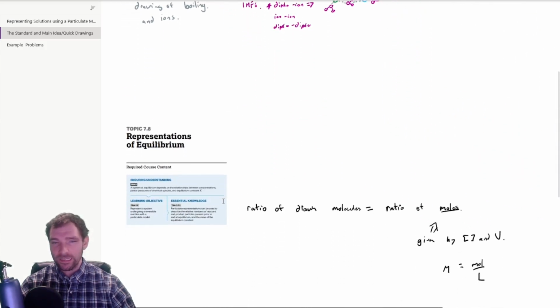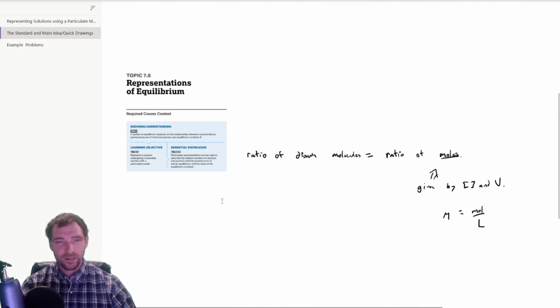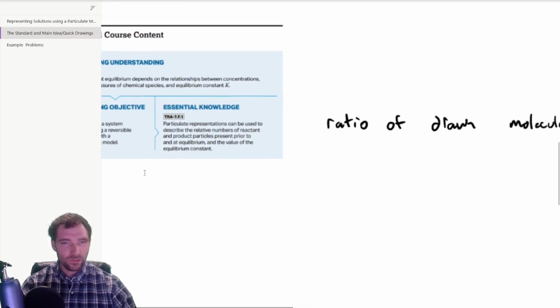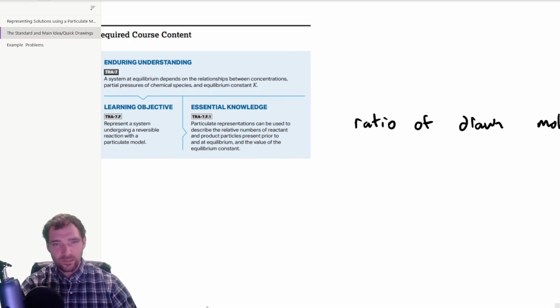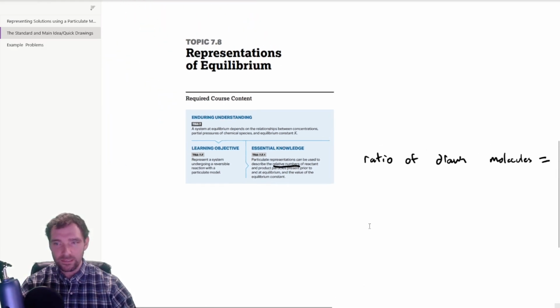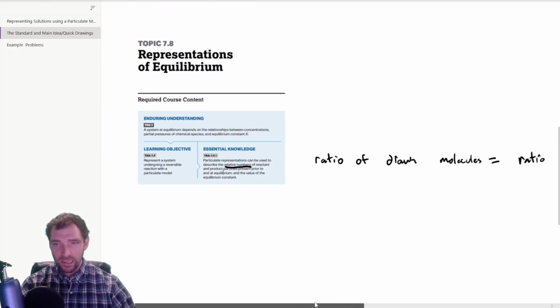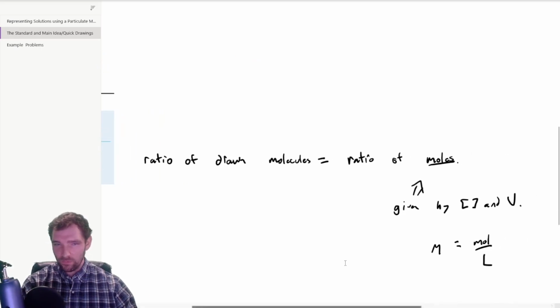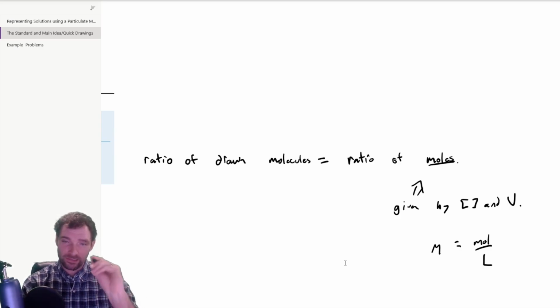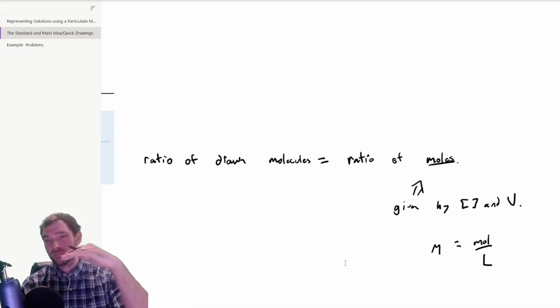And then the 7.8, this is very similar. Basically, if you look here, they want you to draw the relative number of reactants. So it's again, this number of molecules needs to be represented in the drawing. And so there's the number of moles, which can be related to the ratio of molecules. So you're drawing out these little molecules, that's going to be related to the moles.